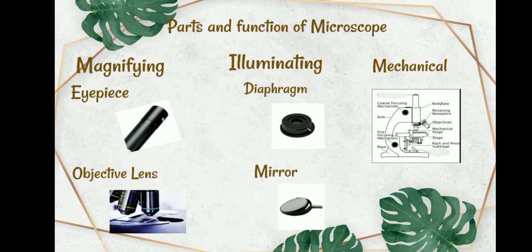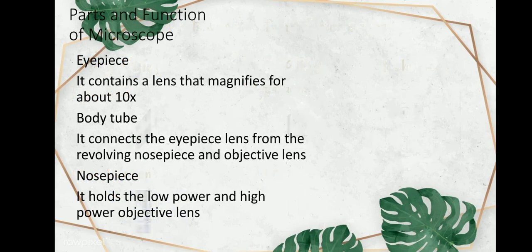The mechanical parts include the coarse adjustment knob, fine adjustment knob, the stage and stage clip, the arm, base, revolving nosepiece, and the body. Now, let's elaborate the function of each part of the microscope. The first one is the eyepiece. It contains a lens that magnifies for about 10 times. It is also where we peep through.